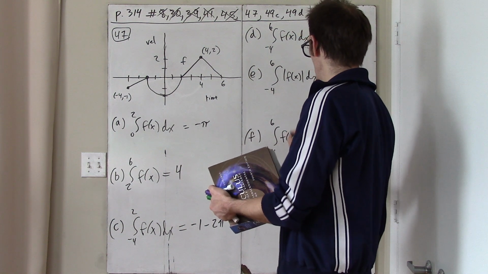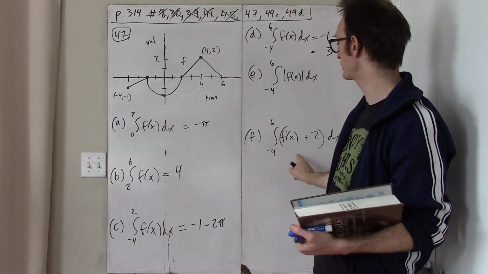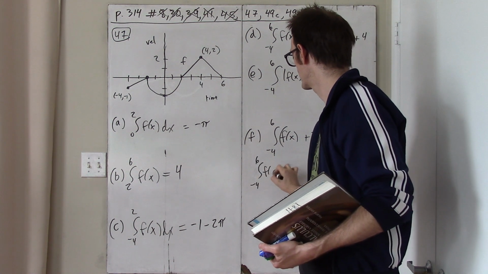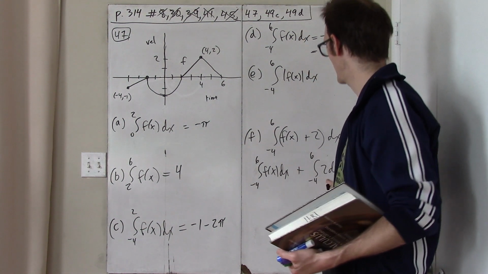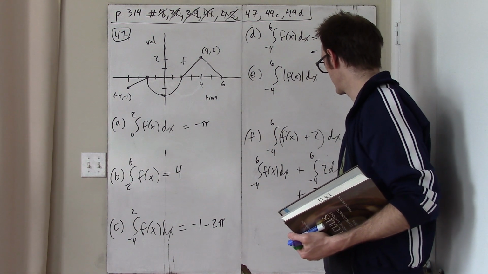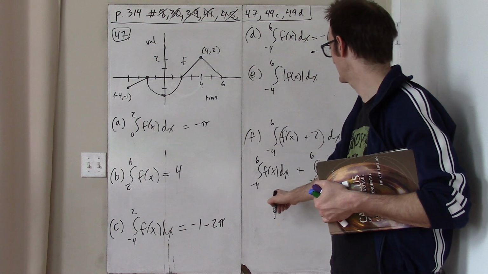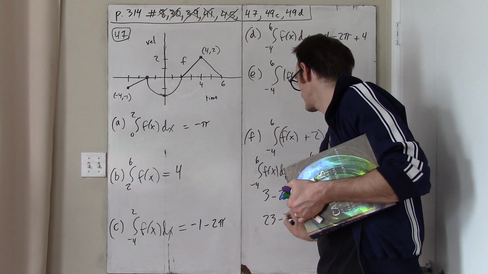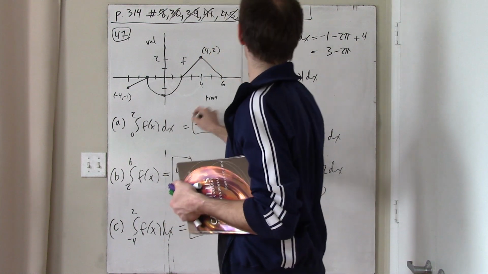Okay, this is kind of strange. I suppose you could either redraw this entire function moved up 2, or more efficiently, just apply integral properties and say that this is the integral from negative 4 to 6 of f plus the integral from negative 4 to 6 of 2, and this is just 20, because this is just a rectangle of length 10 and height 2. And this, we calculated already, was 3 minus 2 pi, so this whole thing becomes 23 minus 2 pi. Actually some work going on here to understand all this.